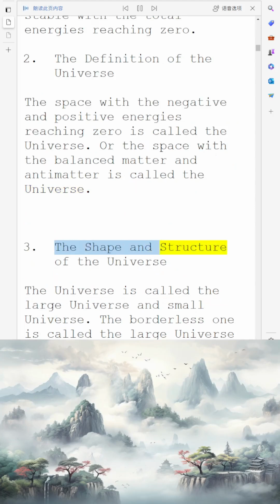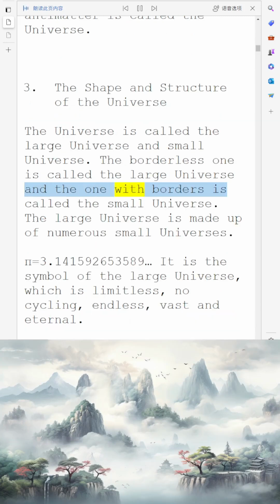The shape and structure of the universe. The universe is called the large universe and small universe. The borderless one is called the large universe, and the one with borders is called the small universe. The large universe is made up of numerous small universes. Pi equals 3.14159.2653589. It is the symbol of the large universe, which is limitless, no cycling, endless, vast, and eternal.